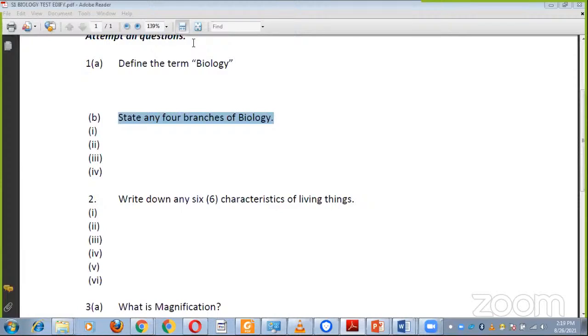Then Lodia says bacteriology is the study of bacteria. Yeah, so there's nothing like this is the most important. Let me pick a few questions and then we go to the next.